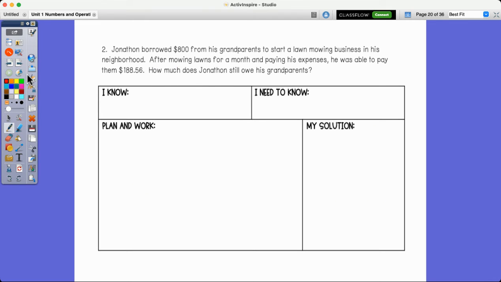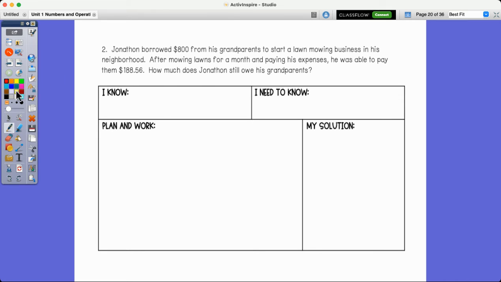Okay, Jonathan borrowed $800 from his grandparents to start a lawn mowing business in his neighborhood. After mowing lawns for a month and paying his expenses, he was able to pay them $188.56. How much does Jonathan still owe his grandparents?